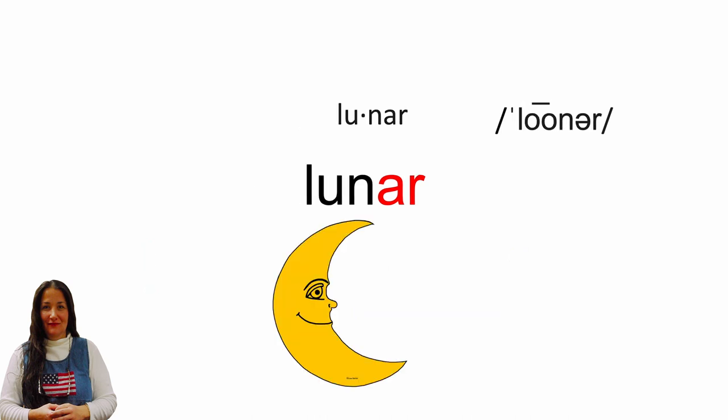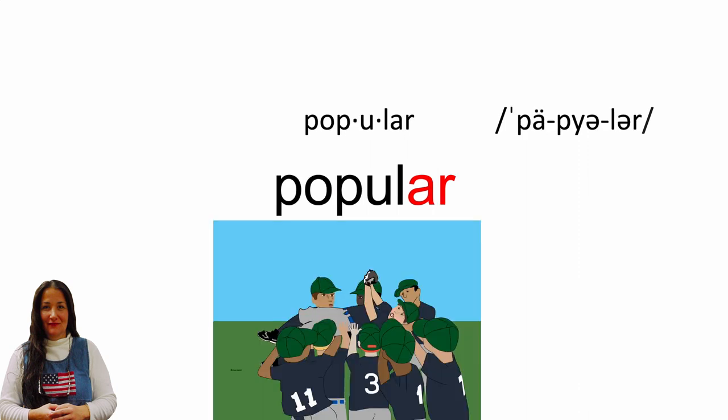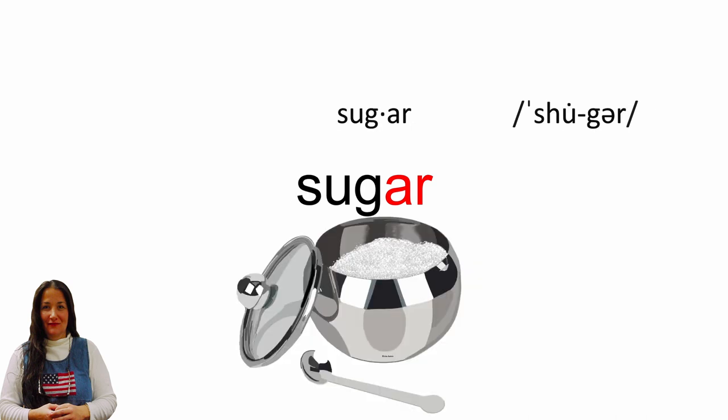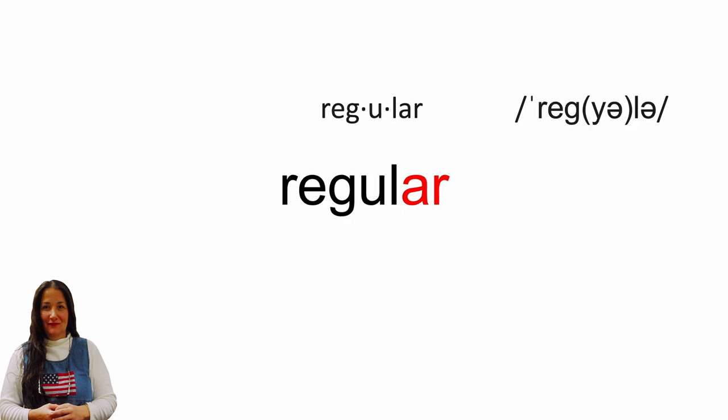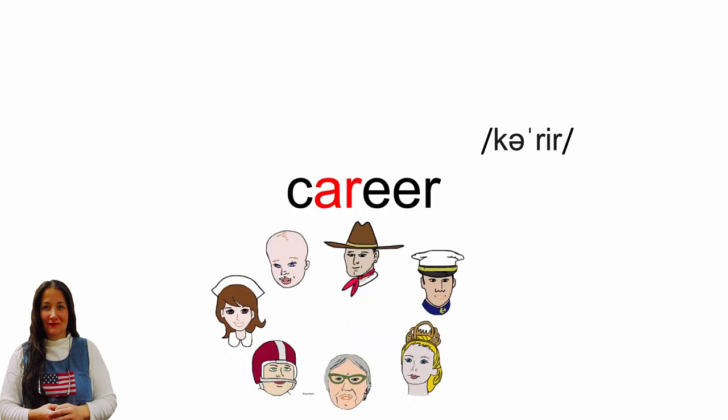Lunar. Popular. The baseball player was popular because he helped win the game. Sugar. A sweetener substance is sugar. Regular is a definite pattern or recurring uniform intervals. Regular. Career.